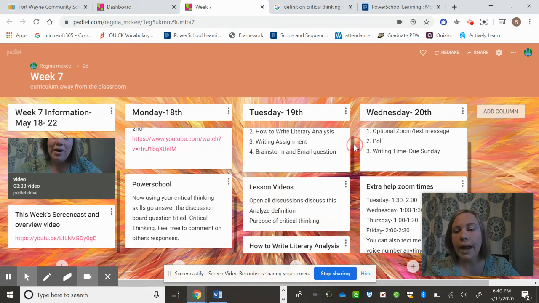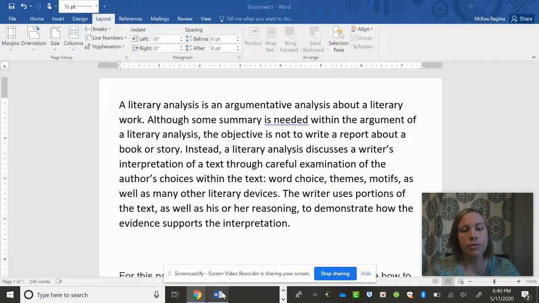So how to write a literary analysis. I'm going to go back to this Word document I have here. I'm going to explain it a little bit. A literary analysis is an argumentative analysis about a literary work, so a story that we read. Although some summary is needed within the argument, within your writing of your literary analysis, the objective is to not write a report about a book or story. Okay, you want to use a topic that is broader and more developed than that. You are simply using the story to help you develop your ideas.